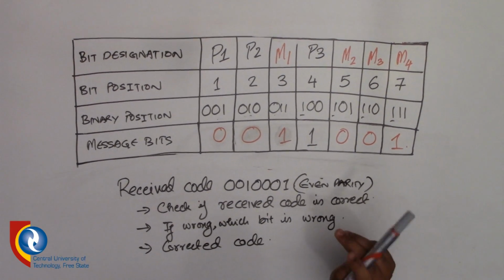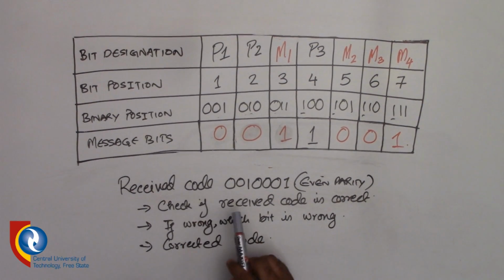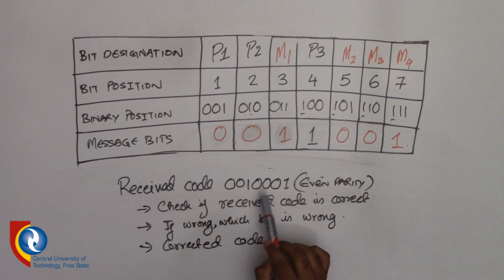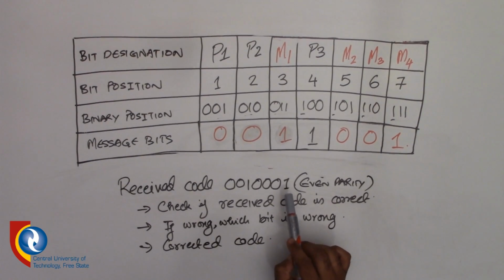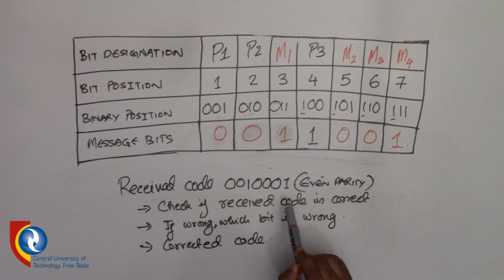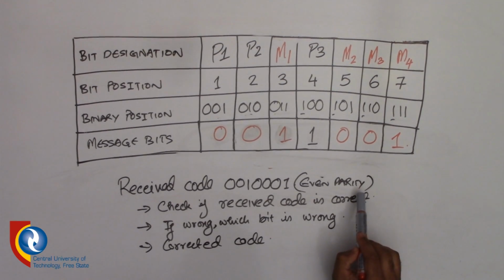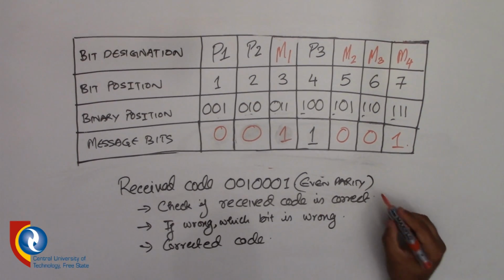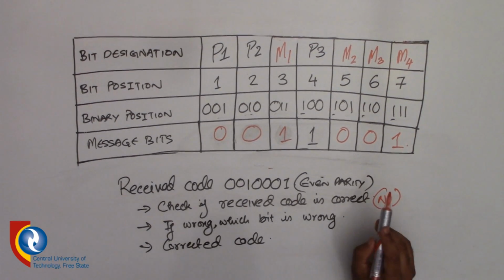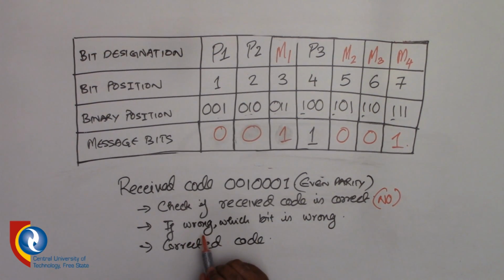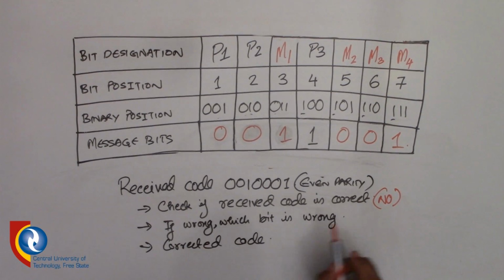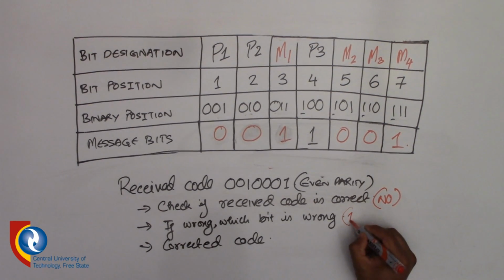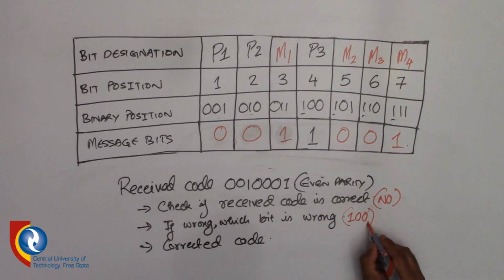So now let's look at that question once again. The question says that we received a code 0010001 and we need to check if this received code is correct using even parity. So the first question is check if the received code is correct. The answer is no. The code was wrong. Now if it was wrong, which bit is wrong? That is the second question. And we found out that it's bit 100 or bit 4 which was wrong.